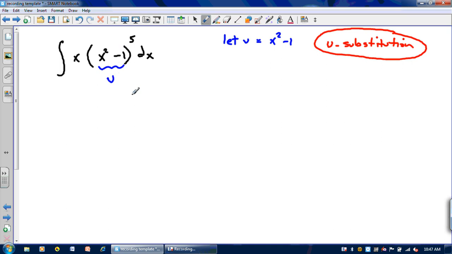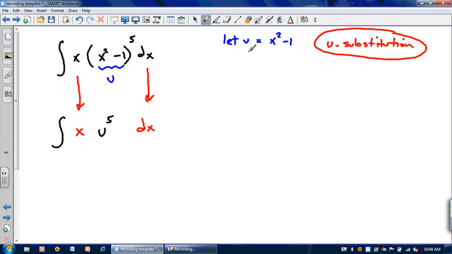Okay, so the first substitution is I take out x squared minus 1, and I'm going to call that u. Now this u I have raised to the 5th power. Now when I do that, I still have this x here and this dx. And you see, I'm not done making these substitutions. I have to find something to replace the x and the dx with. So I go back to this part right here. Let u equal x squared minus 1.